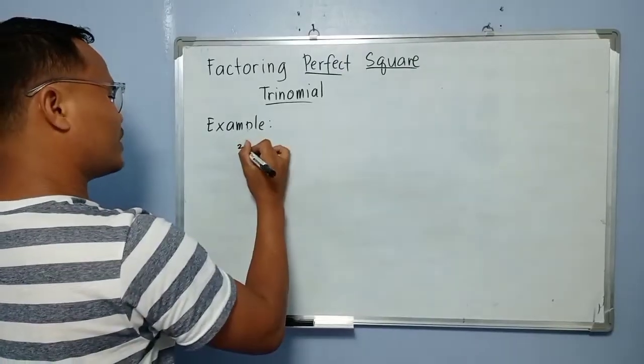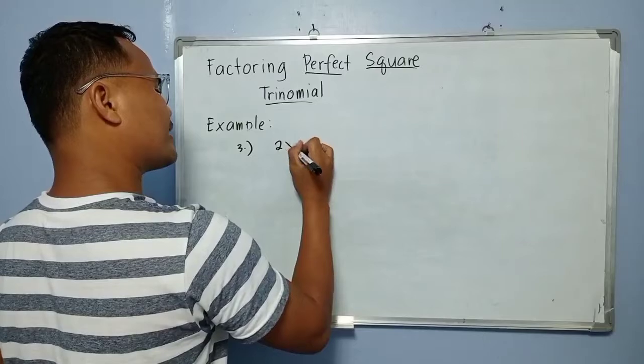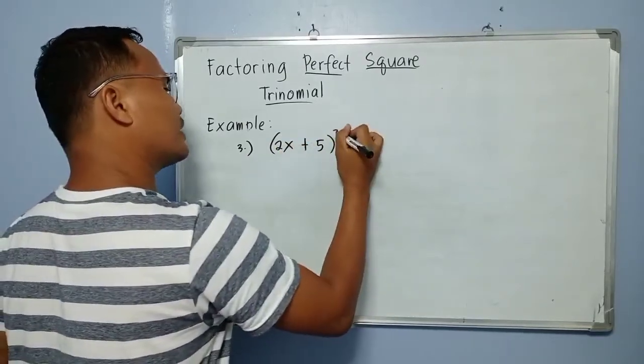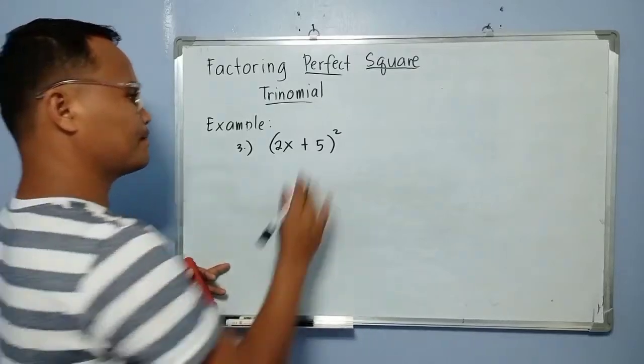Another example, we have here number 3: 2x plus 5 quantity squared. Square of a binomial.